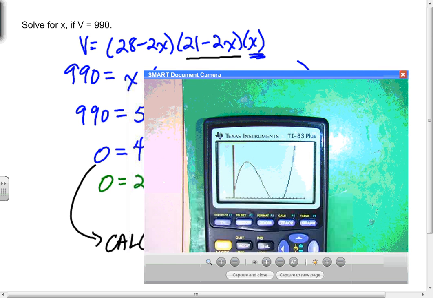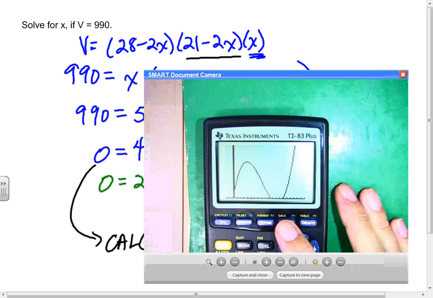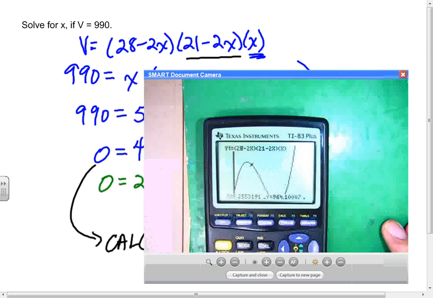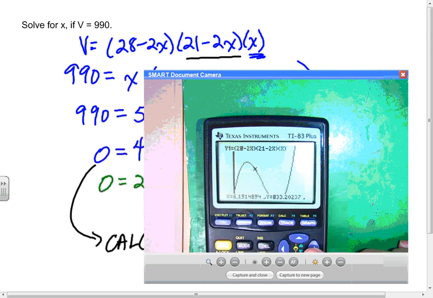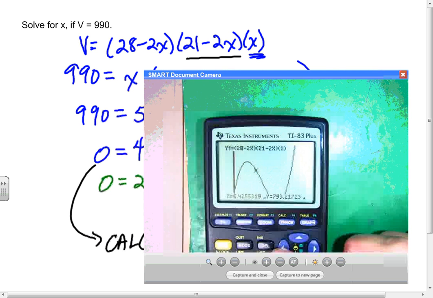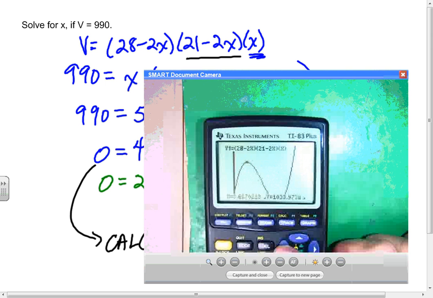So that problem wants to know when the volume is 990. So I want to find the x values when the y value is exactly 990. A cheater's way to do it is to just trace along and look at your y values and determine when they are close to 990. And that happens, whoops, went past, when x is approximately 5 and the volume is about 990 as I come down this side.